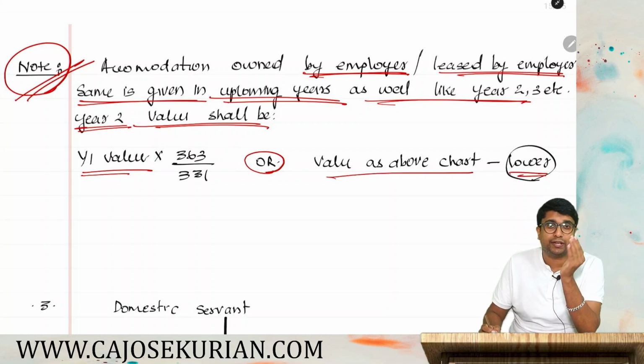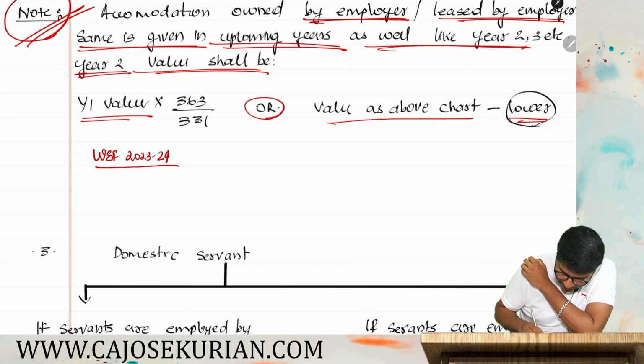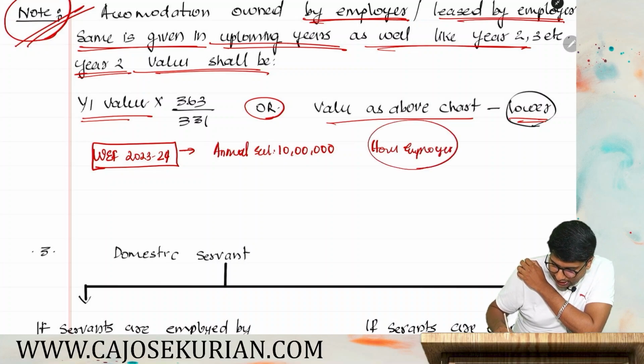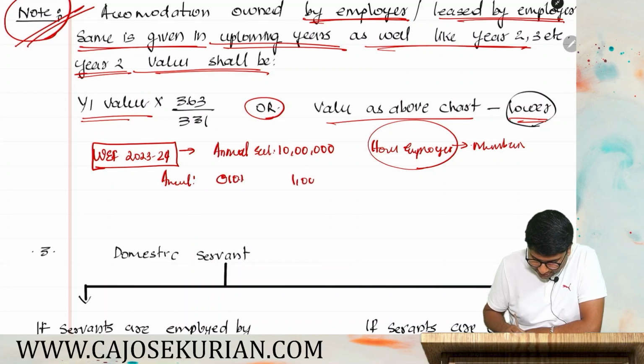So it is the latest statutory amendment that came in, basically with effect from 2023-24. I'll explain this by way of an example. Say in 2023-24, the annual salary of the employee was 10 lakhs, and the house was owned by the employer, in a metro city, say Mumbai. So how do you value the annual value? You need to value at 10% as the taxable perquisite. So the taxable perquisite for 23-24 is say 1 lakh.